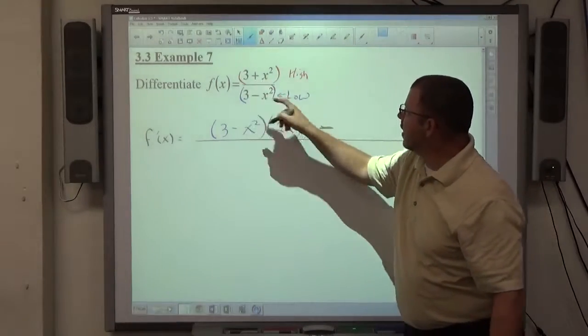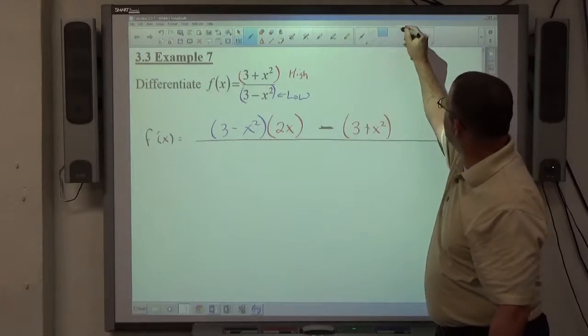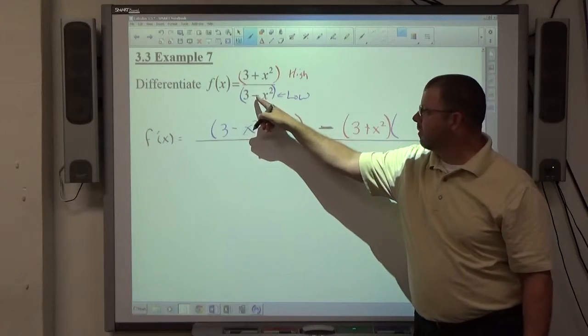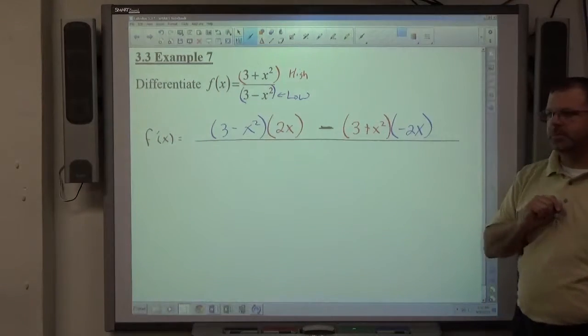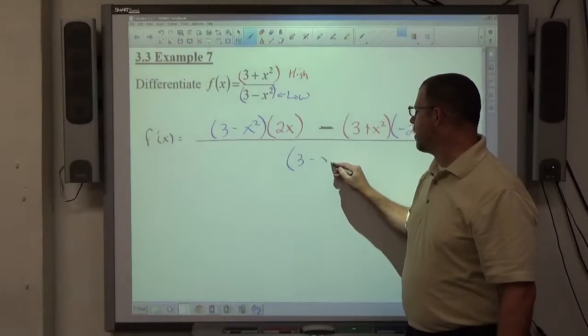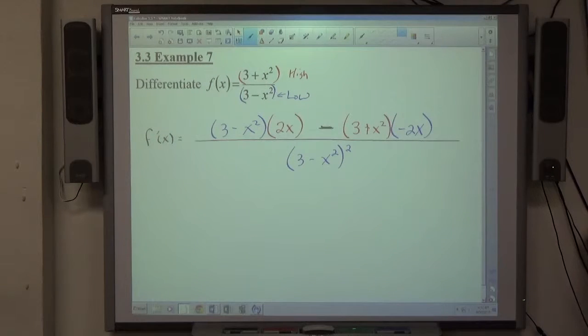Then I do high d low. That's going to be the top exactly as it's written. And then for d low, the derivative of 3 being a constant is 0. The derivative of negative x squared using the power rule is going to be negative 2x to the first. Over the square of what's below, so we take whatever the bottom is, in this case 3 minus x squared, and we square it. That's the calculus of the problem. Applying the quotient rule is the calculus part of the problem. What's left then is the algebra part, which is to simplify as much as possible.